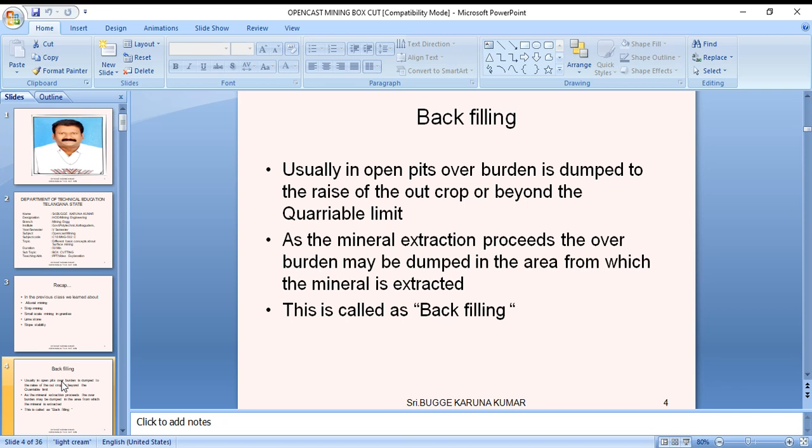Usually, in open pit, overburden is dumped to the rise of the outcrop or to prevent farming. As the mineral extraction proceeds, the overburden may be dumped in the area from which the mineral is extracted. So this is called the backfill. Wherever you extract, that material will be dumped around the open cast mine. Sometimes it will be within the mine, sometimes on the periphery of the mine.